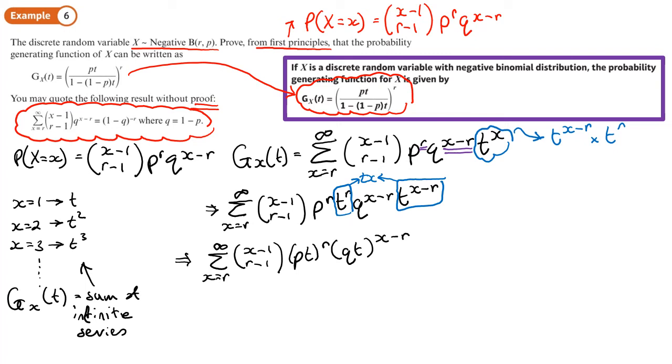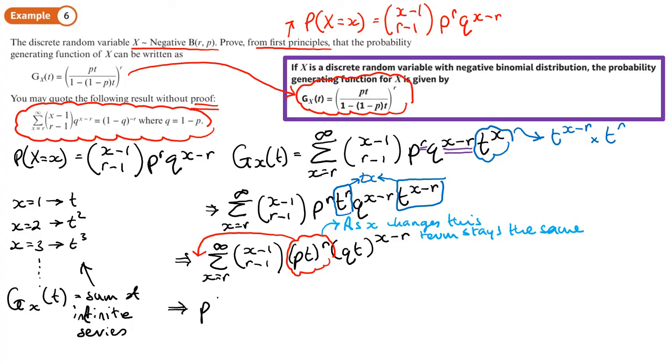Now from here I can take this term and place it on the other side of the summation, because this term is independent of x. As x changes, that term won't change, because there's no x in it. It stays the same, so it's like a constant. So what we're going to do now is bring that to the other side of the summation sign.